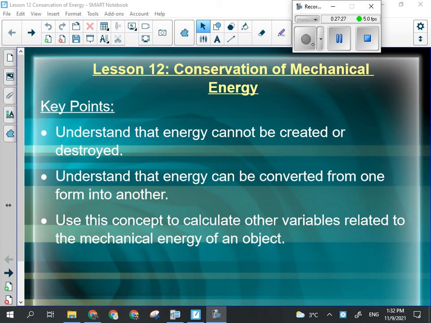The first thing we have to understand is something that we learned in Science 10 physics. Energy cannot be created. It cannot be destroyed. It can look that way sometimes.